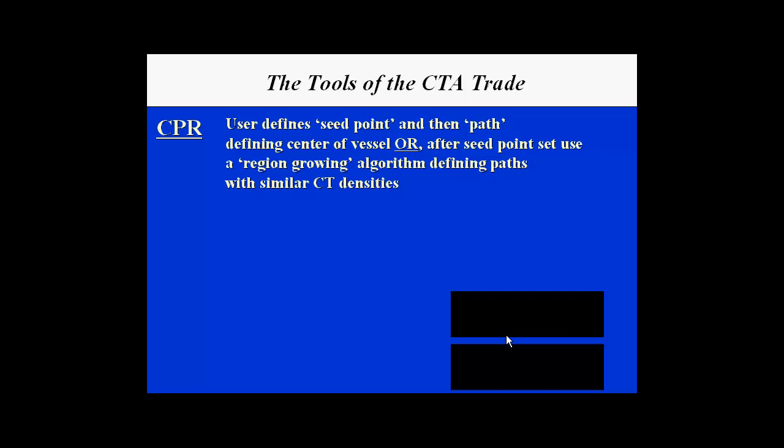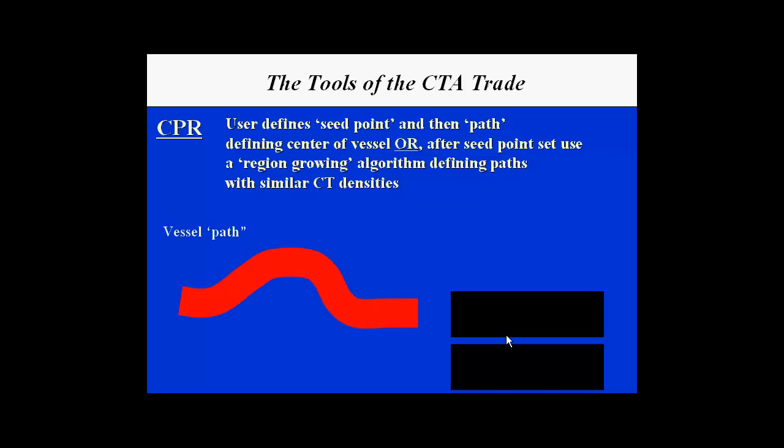As an example for a CPR, an individual user can define a seed point, which is defined in the middle of the opacified coronary artery, and then a path is defined at the center of the vessel after the seed point is set, in an interpretation called a region growing algorithm, which defines the path with similar CT densities.